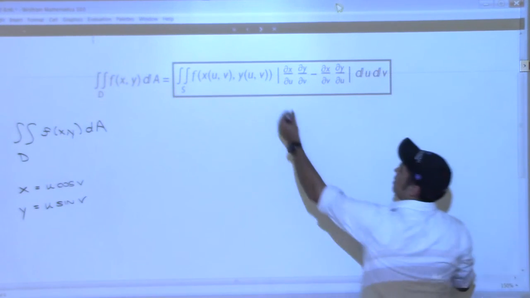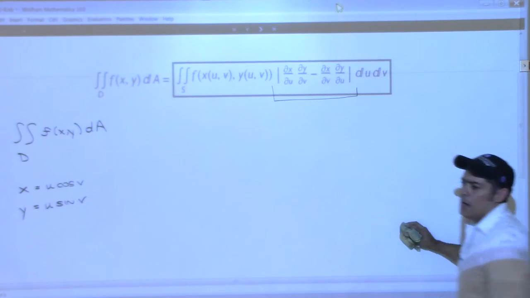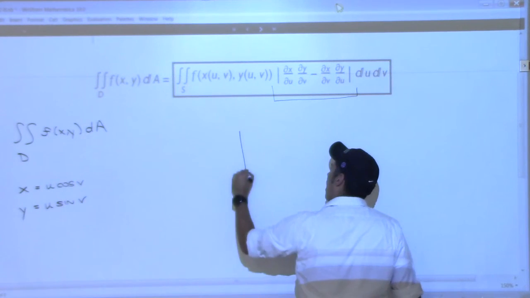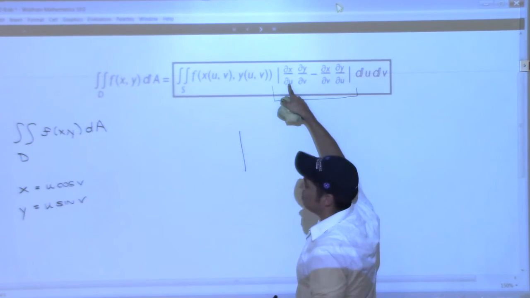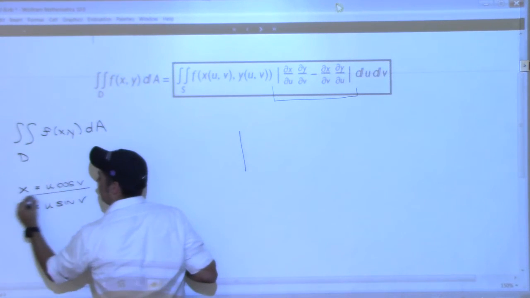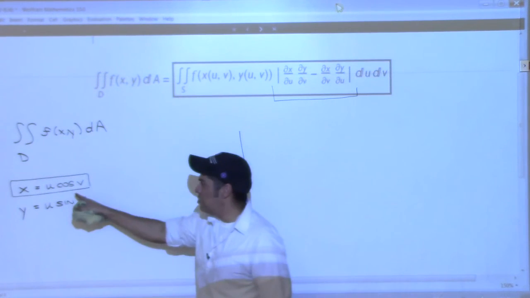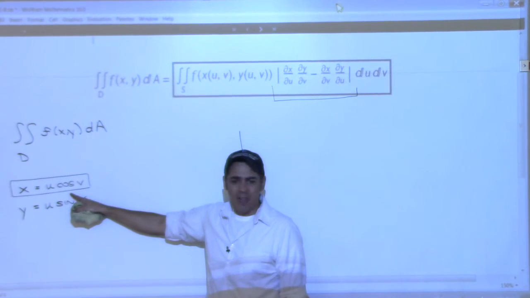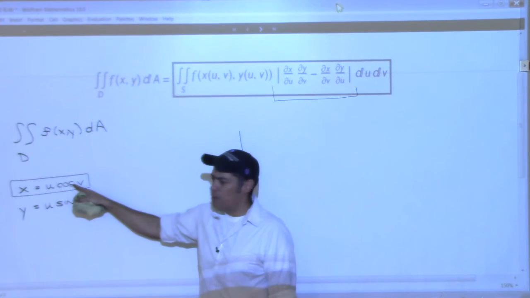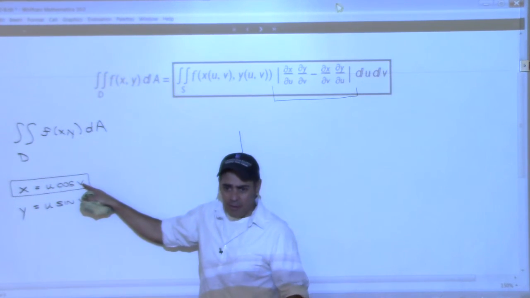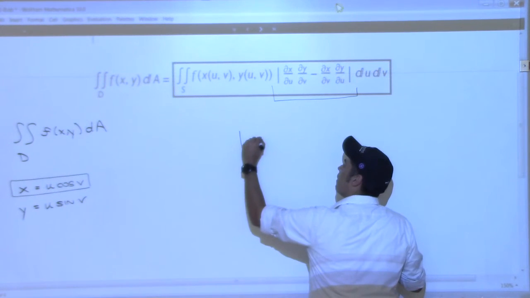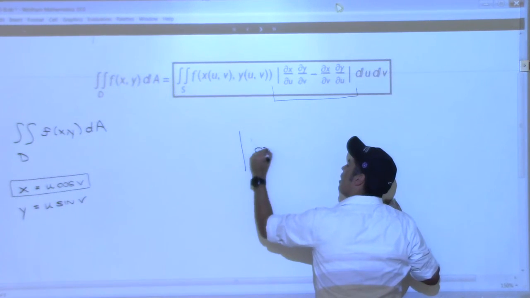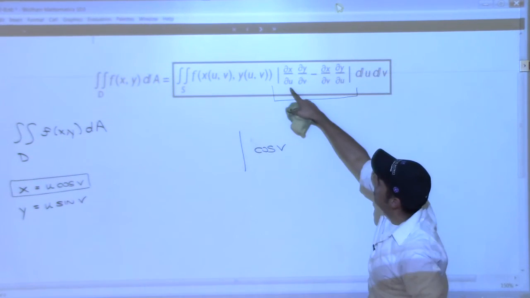According to this, what I need to put in here, I have to calculate it. All right, so let's do this calculation. I need to take the partial derivative of x with respect to u. So here's my x function, right? If I asked you what the partial of that with respect to u is, what would you say? Cosine v. Just cosine v, right? Because u is the variable, cosine v is a constant, so the derivative would just be cosine v. That's this piece.